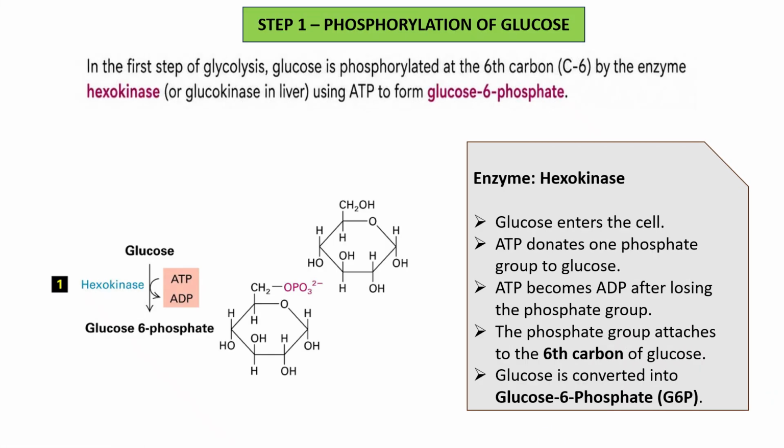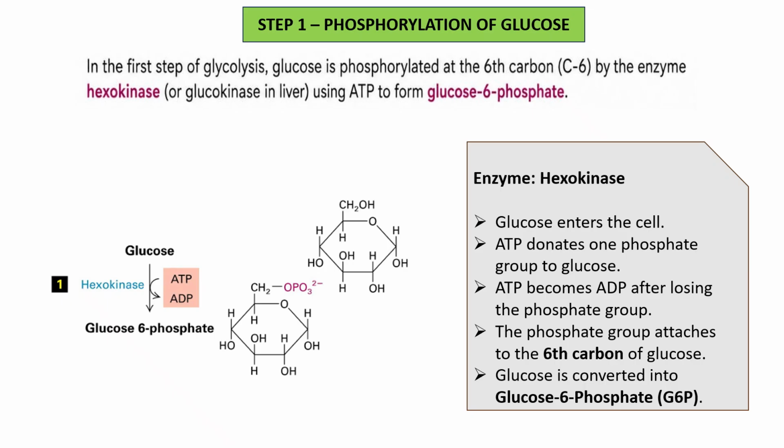Now, let us discuss the glycolytic pathway step by step. Step 1, phosphorylation of glucose. After understanding the basics of glycolysis, the first reaction in the pathway is the phosphorylation of glucose.